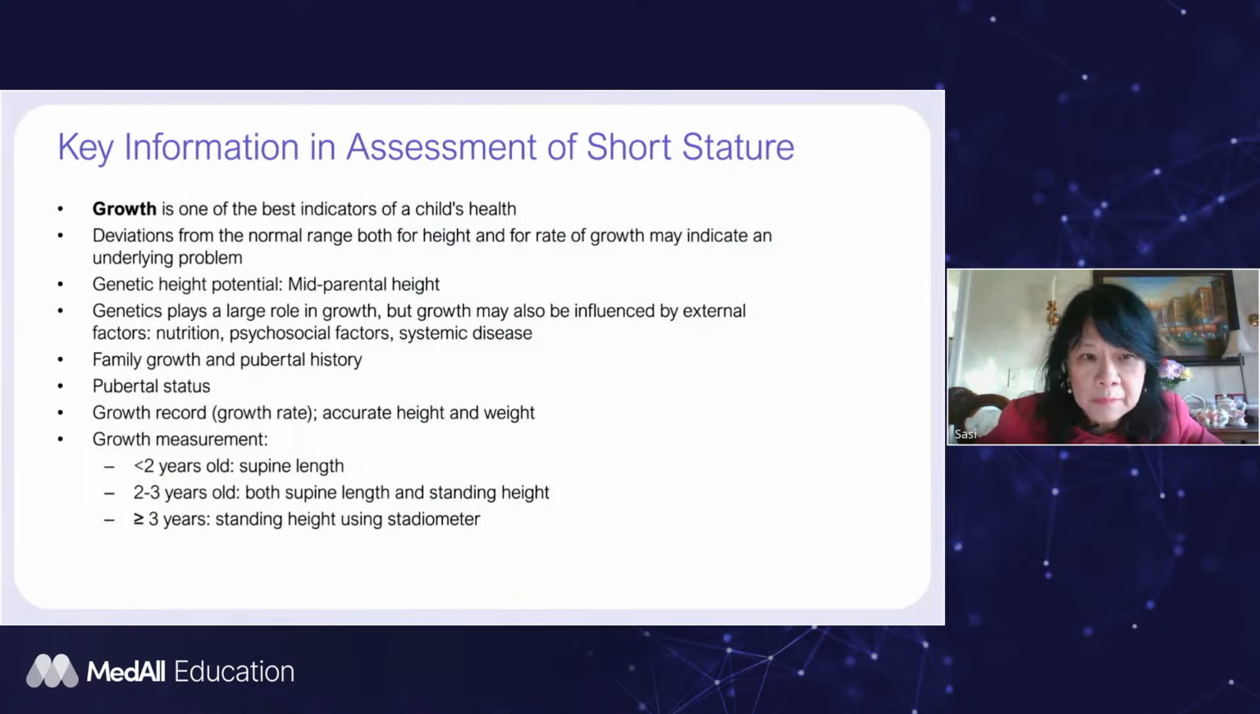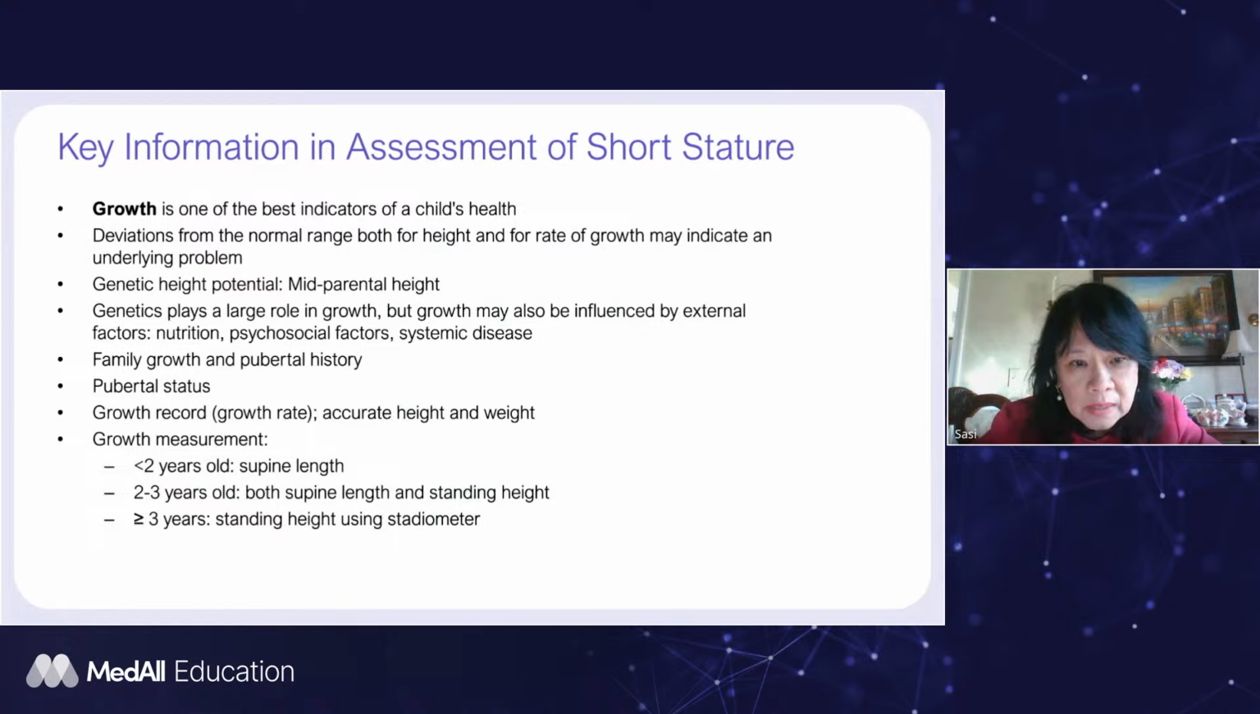We also need to ask about family history and growth and pubertal history, because timing of puberty plays an important role in growth. We need to look at the child's pubertal status as well, because sometimes we see an adolescent with no growth in the past couple of years, and it turns out the child developed early puberty and has finished growth. So we need to do a thorough examination and look at the pubertal status.